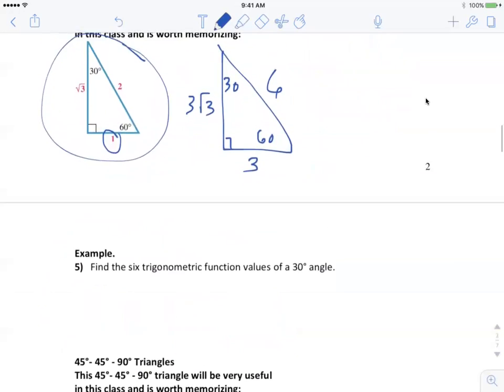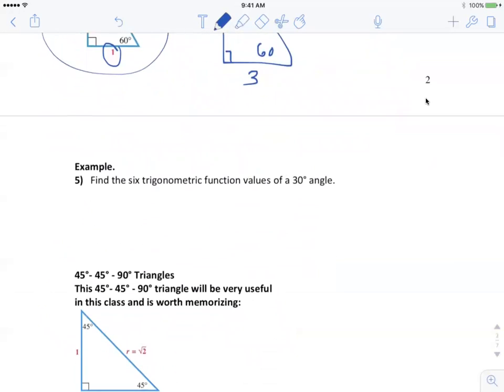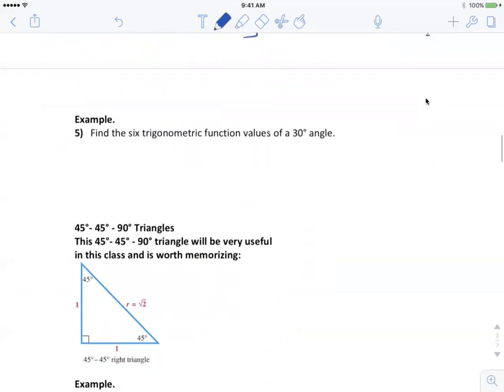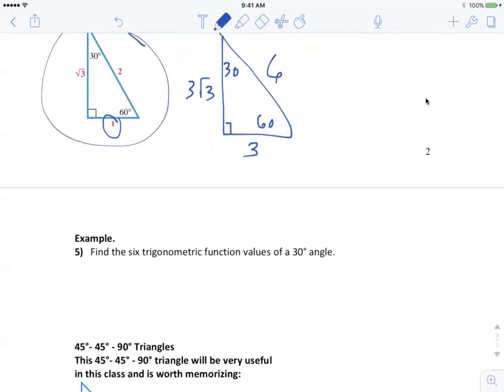So using that, we can find the 6 trigonometric functions for a 30-degree angle, right? I mean, we could just use this triangle right here, because we got that nice 30, 60, 90 already generated, right? So what would the sine of 30 degrees equal? Remember, it's opposite over hypotenuse. And in this case, opposite is 1, hypotenuse is 2. Sine of 30 degrees is 1/2.